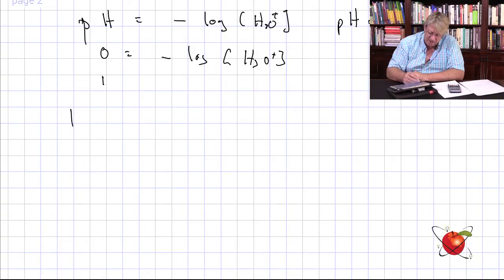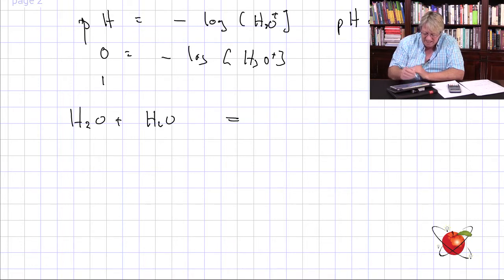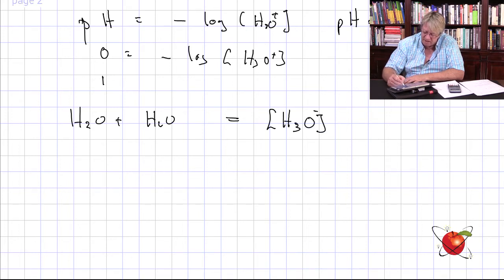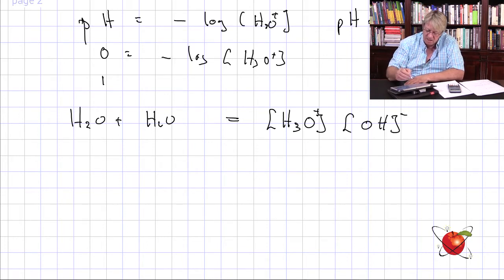Water dissociates, right? We've got H2O plus H2O, and what do we get? We essentially get H3O plus, and we get OH minus coming in, don't we? Now, we know that at any point, the dissociation constant of water is 1 times 10 to the minus 14. That's a given.